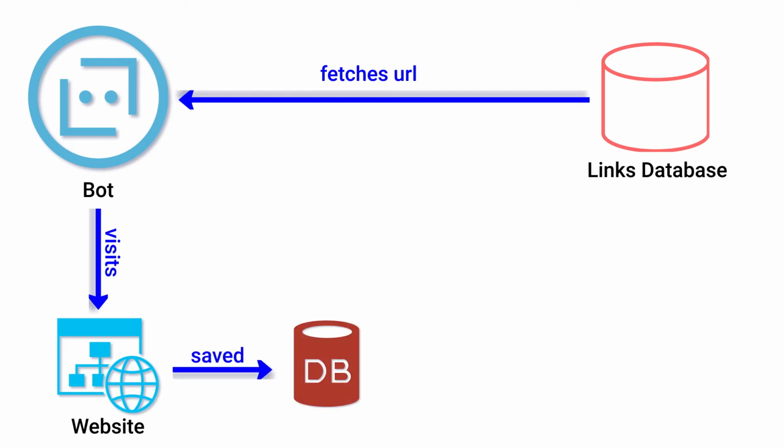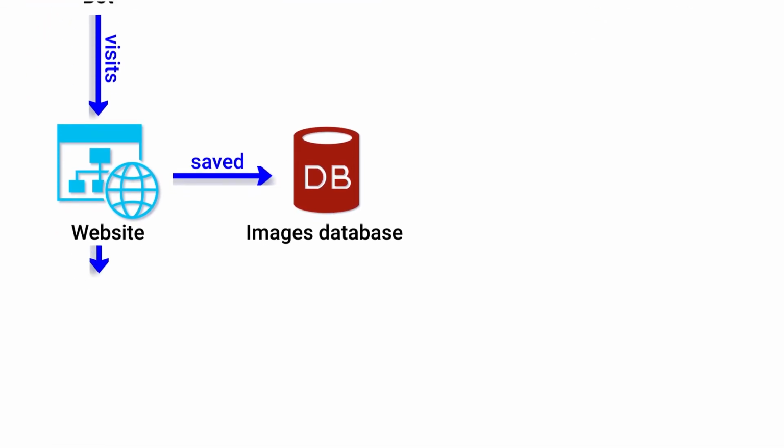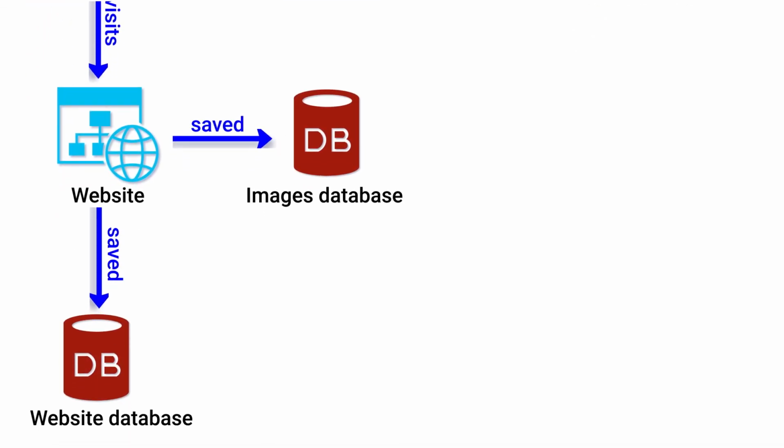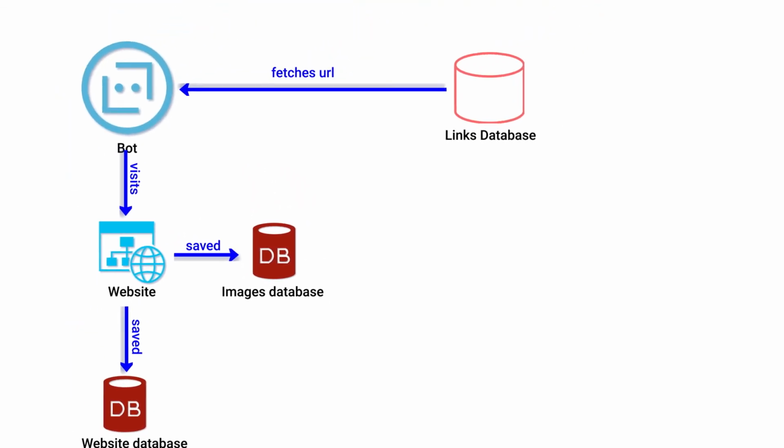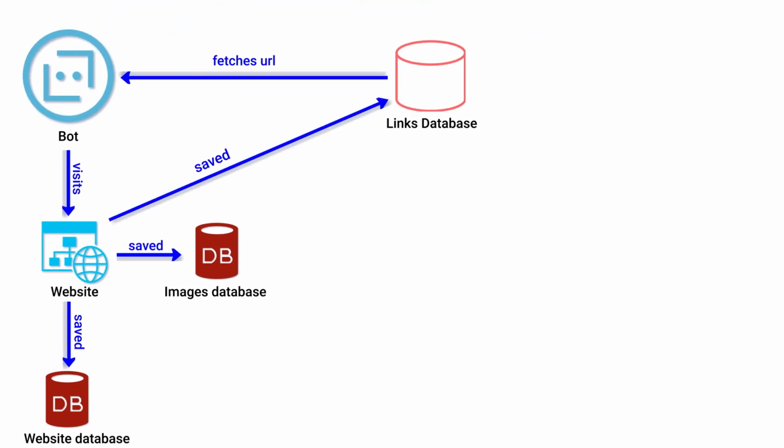The images are saved inside of the images database. The parsed content is saved inside of the website database, and the links that are found inside of the website are stored in the links database because the bot needs to visit those websites too. After all of the data is saved successfully, the bot fetches another link and the process continues. This is all done by a bot.